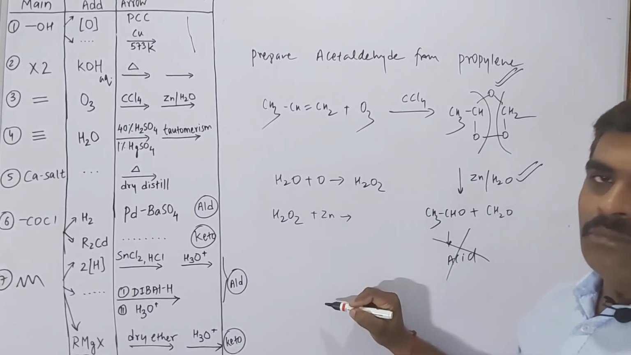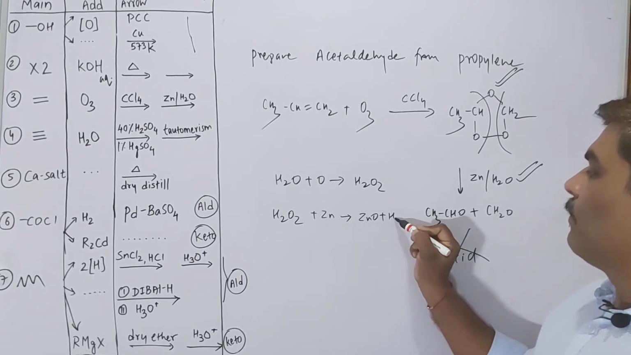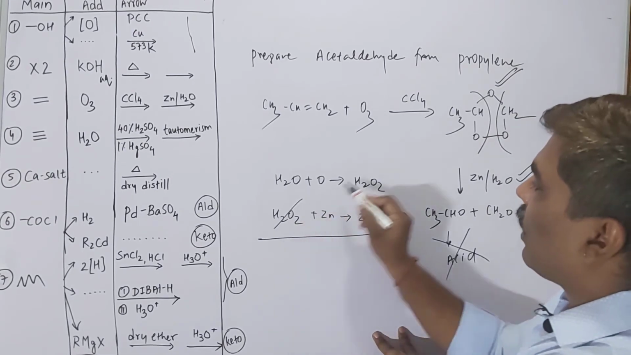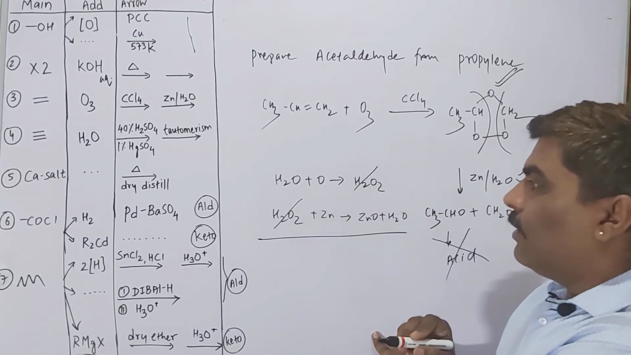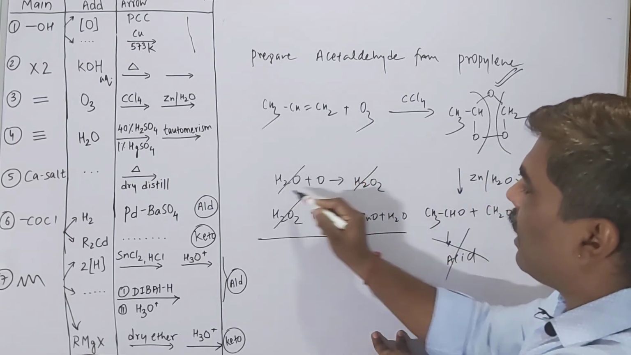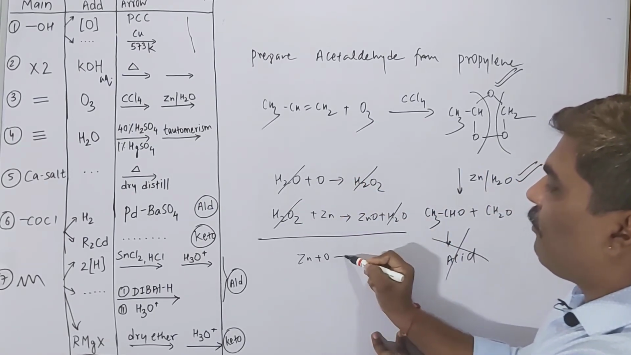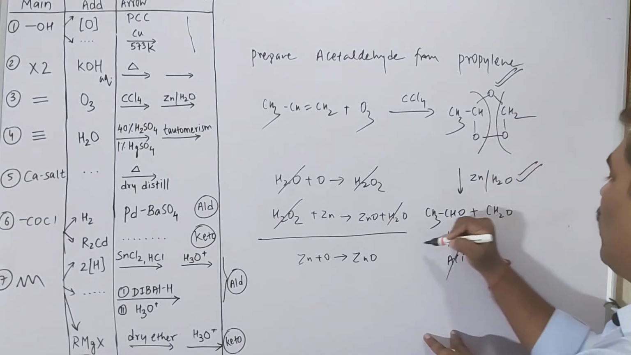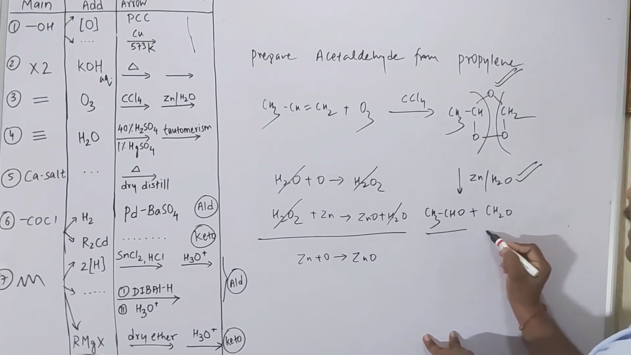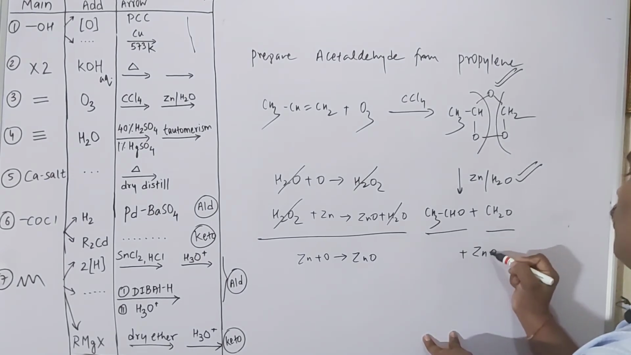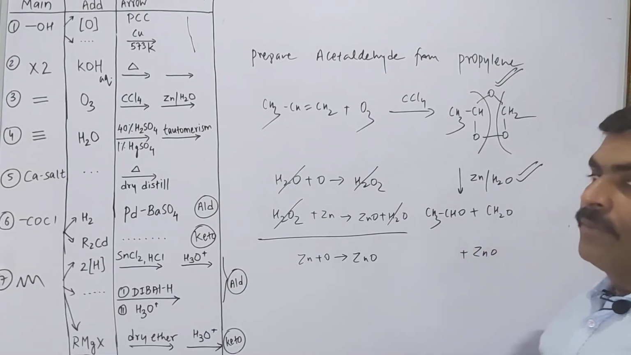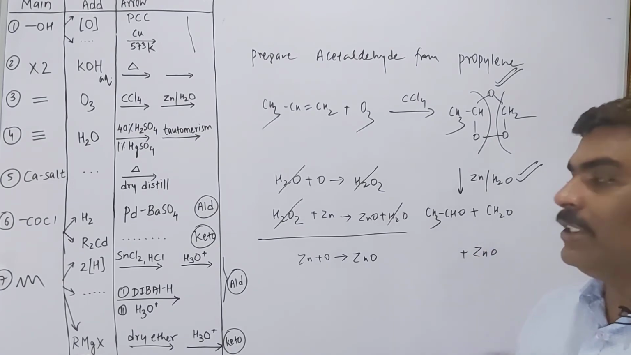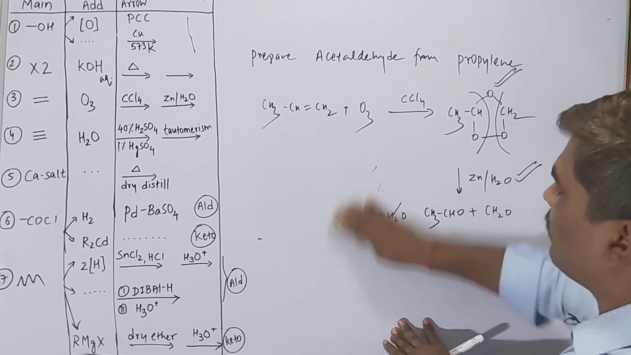What will this Zn do? Zn forms ZnO plus water. See this overall reaction: H2O2 gets cancelled here, and now what remains? This gets cancelled here, so Zn plus O finally gives ZnO. That's why the byproduct after the two aldehydes should be written as ZnO. No need to put H2O2, because if you write H2O2, it can oxidize the aldehyde into acid.